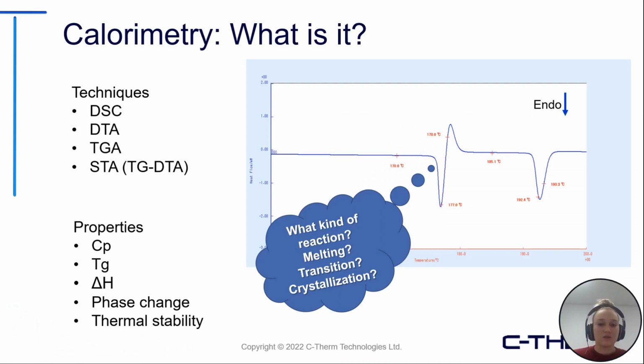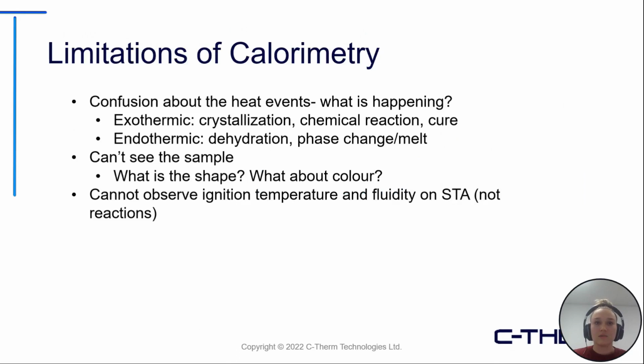So we will chat a little bit here about the limitations of calorimetry. As I mentioned, there can be some confusion. What's happening? Is it crystallizing? Is it curing? Is there a phase change there? You can't see the sample, so you don't really know what shape the sample is, or whether the color has changed. You kind of just see it as it goes in, and then you see it as it comes out, and you may wonder what's happening through the bulk of that test.